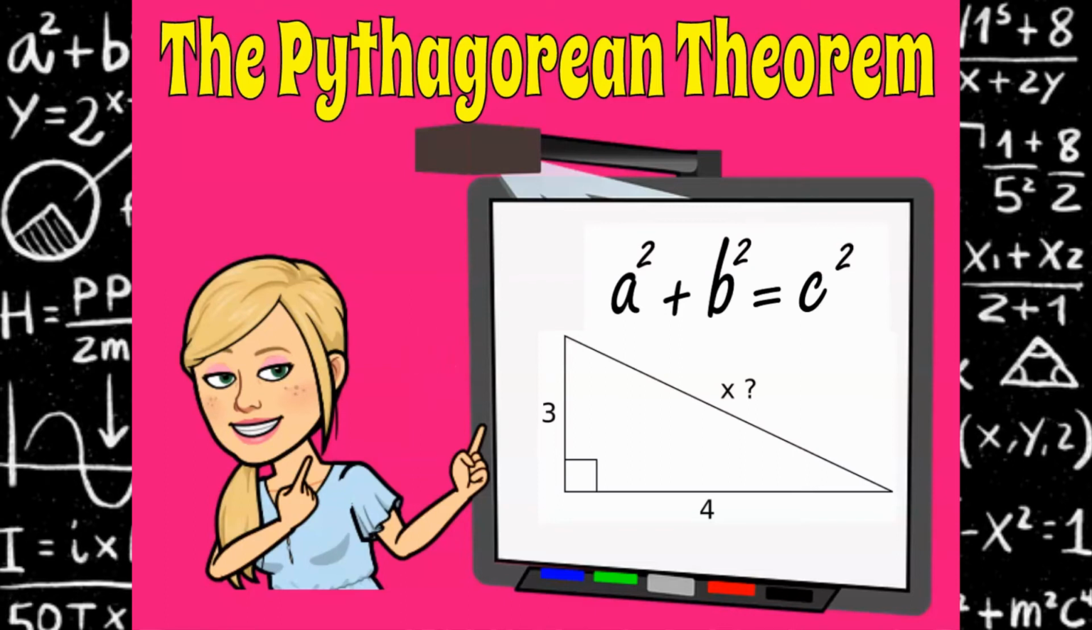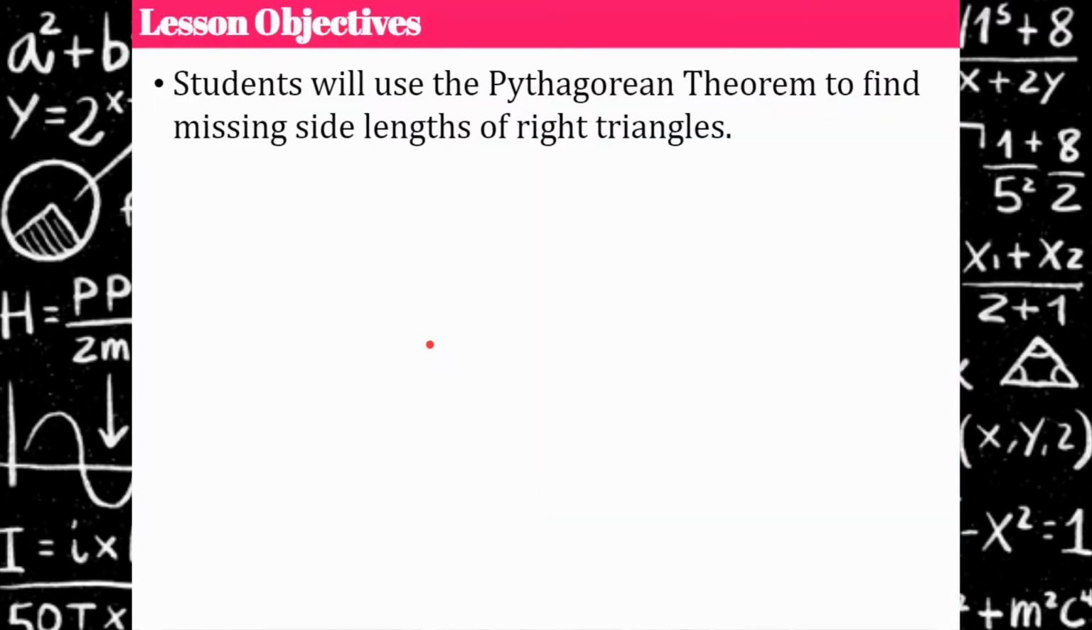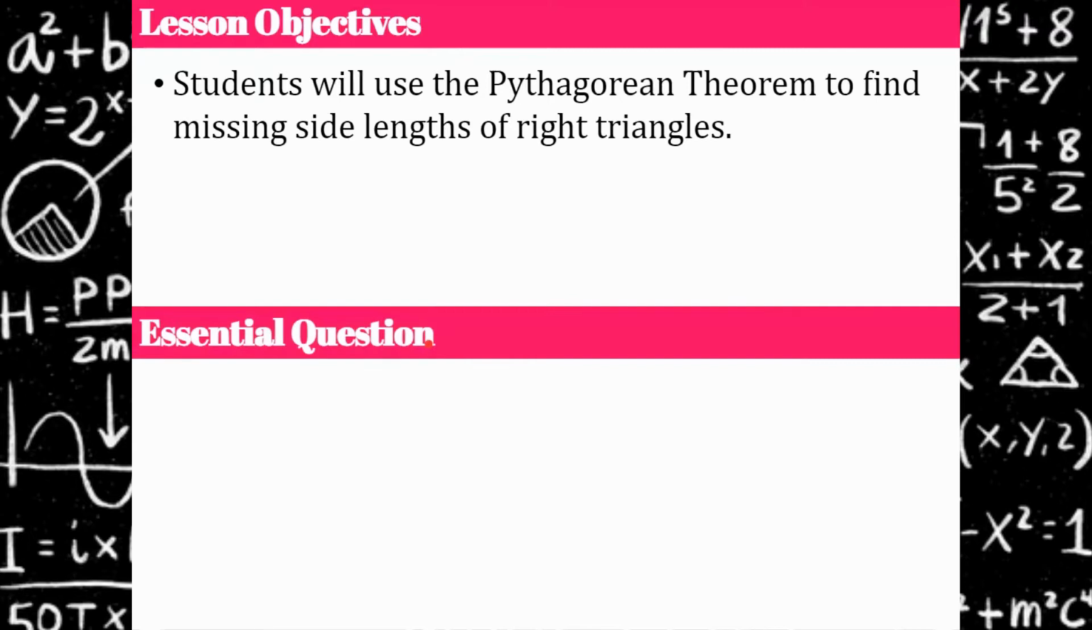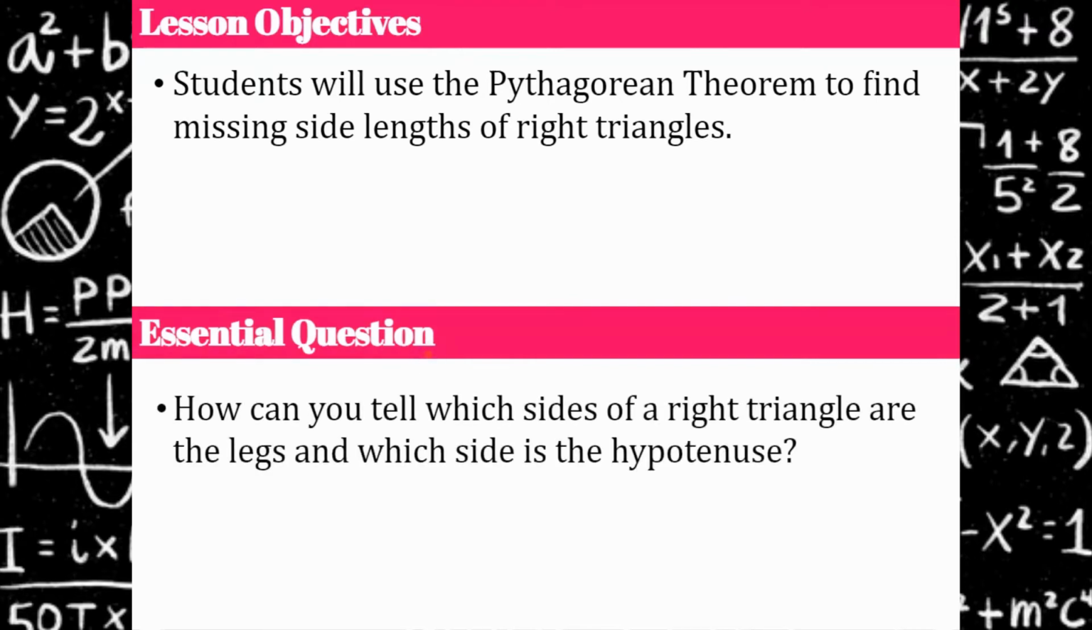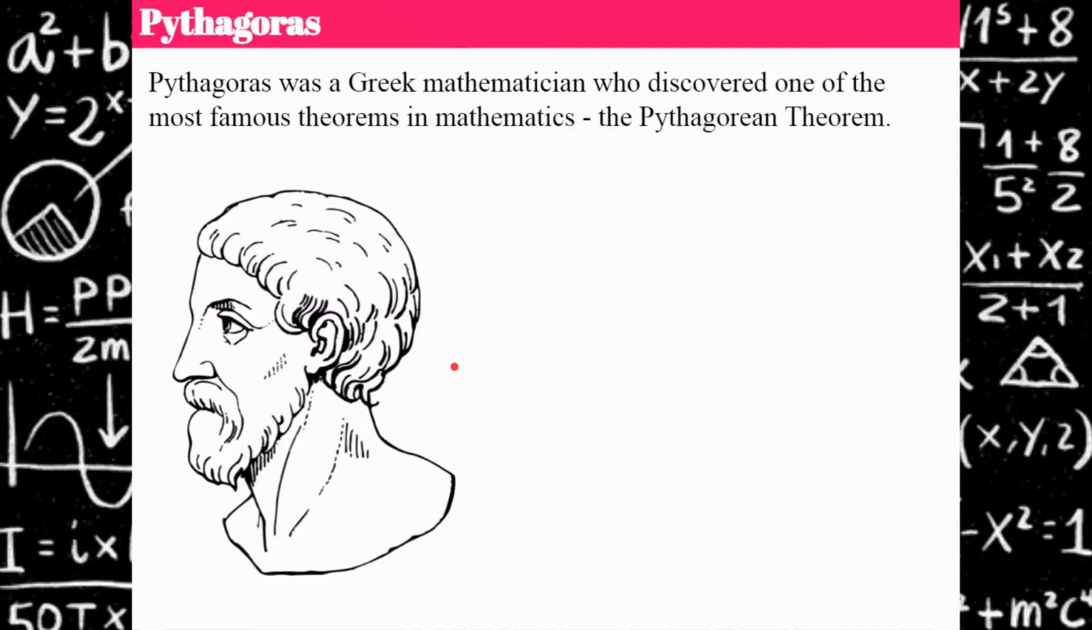Today I have a lesson for you on the Pythagorean Theorem. Today we're going to use the Pythagorean Theorem to find the missing side lengths of right triangles. The question I want you thinking about as I proceed through the lesson is how can you tell which sides of a right triangle are the legs and which side is the hypotenuse? Being able to answer this question is going to be imperative for you to be successful using the Pythagorean theorem. So let's begin by reviewing who Pythagoras was.